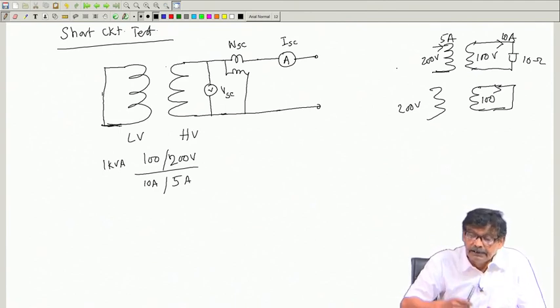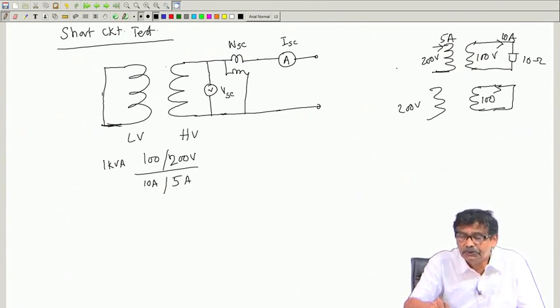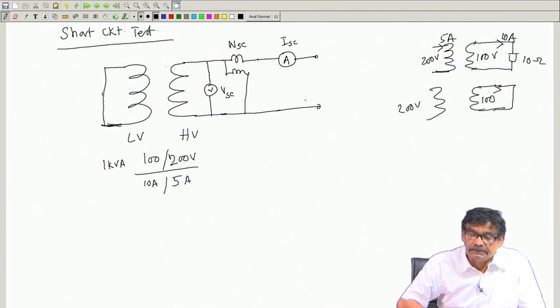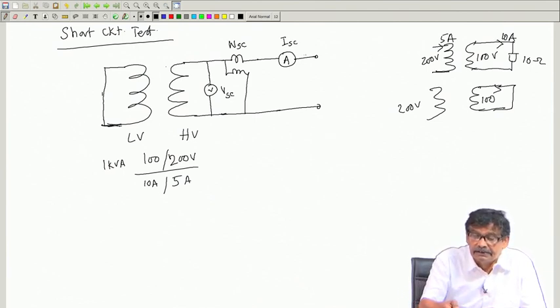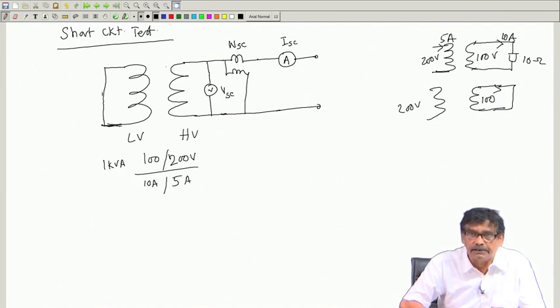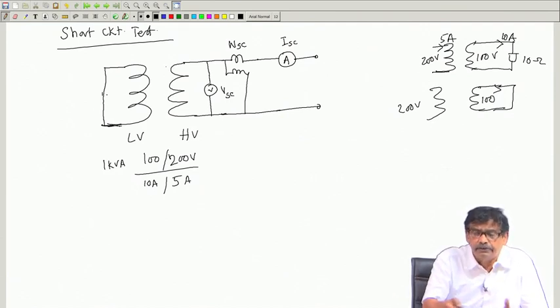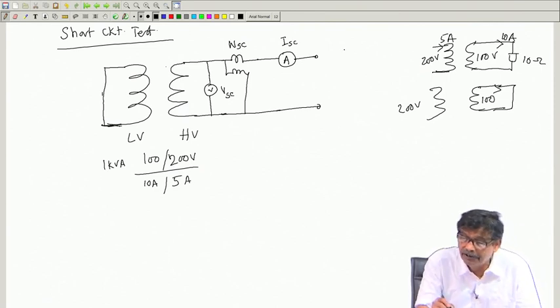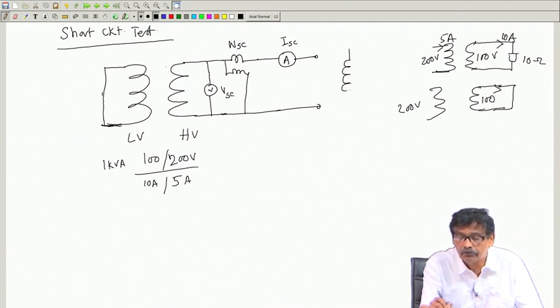Then the question is, how much voltage should I apply to the HV side? I hope you have got the answer. I can only say this much, that I should not apply a voltage across the HV side which will cause the current drawn from the supply to exceed its rated current of 10 ampere. So you must have an arrangement here in the form of an auto transformer, which you must have used. So, this is the auto transformer. Do not forget to connect an auto transformer.